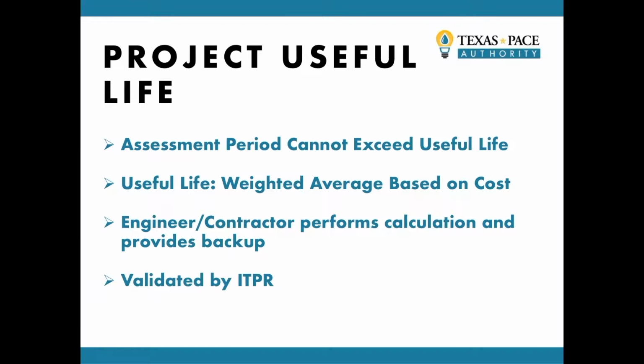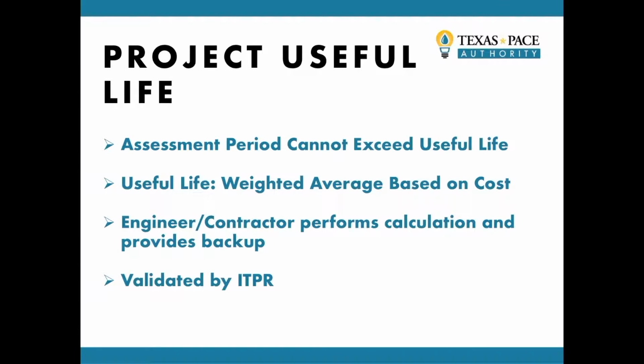Now let's talk about the project useful life. All of our projects are going to have to calculate a useful life, and the reason for that is because the Texas PACE statute requires that the assessment period cannot exceed the useful life of the project. In other words, we're not going to finance projects for longer than they're going to last. Now that's pretty straightforward for a single measure, but you might be asking, well, what do I do if I have multiple measures, possibly with different useful lives?